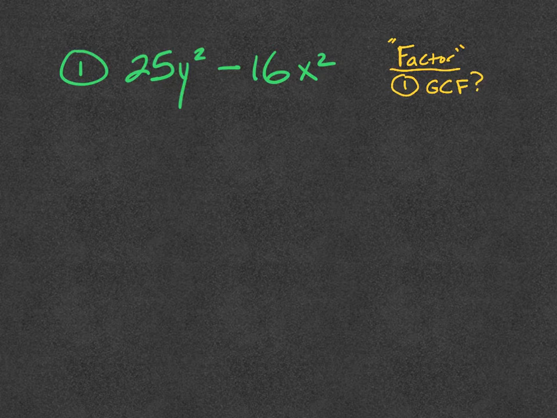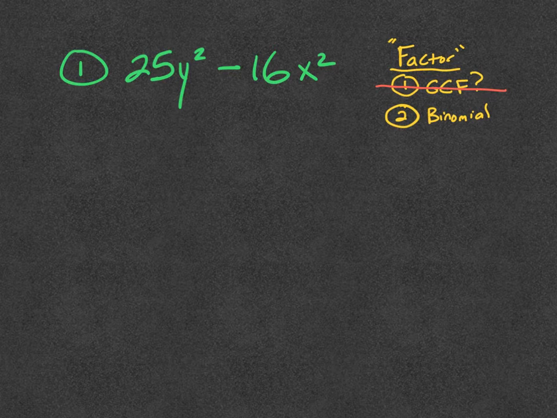And we can't take y out of both of these terms. We can't take x out of both these terms. And if you look at the factors of 25, none of those are factors of 16. So no common factors between the two of them. Second, you'll want to notice that this is a binomial. We've only got two terms.